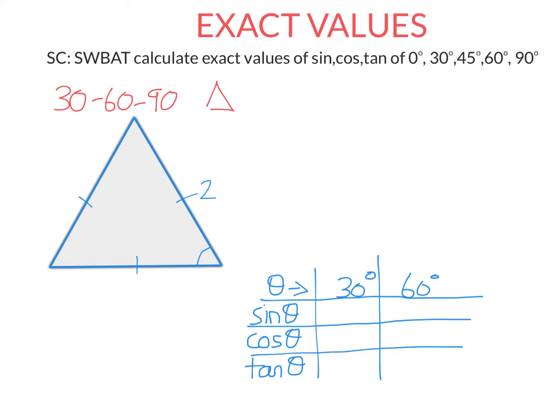Thank you so much for tuning into this video in which we will look at calculating exact values. Now, you need to know the exact values for sine, cos, and tan of 0, 30, 45, 60, and 90 degrees. In this video, I'm just going to go through the calculations of sine, cos, and tan of 30 degrees and 60 degrees. The other exact values you will calculate as part of an exercise. You just need to memorize them. So let's look at calculating exact values of sine, cos, and tan of 30 and 60 degrees.